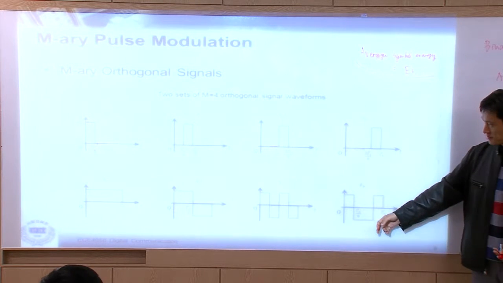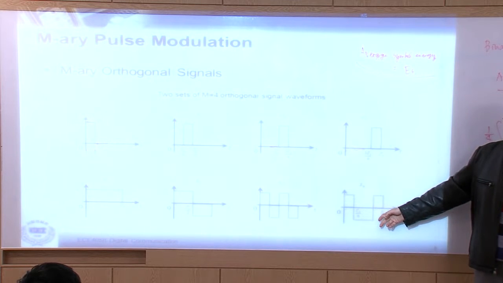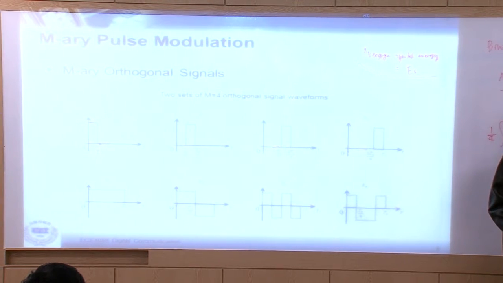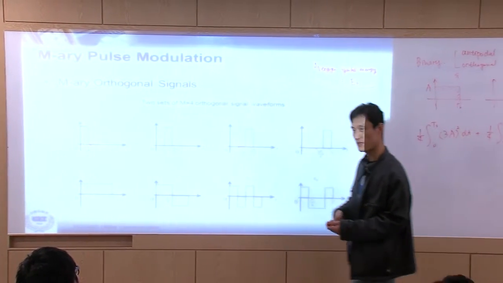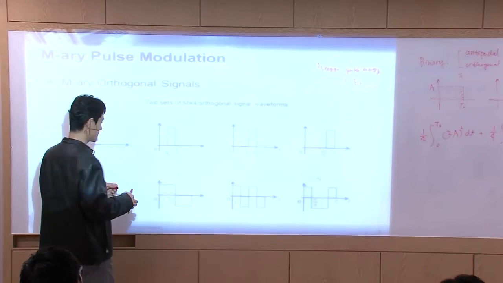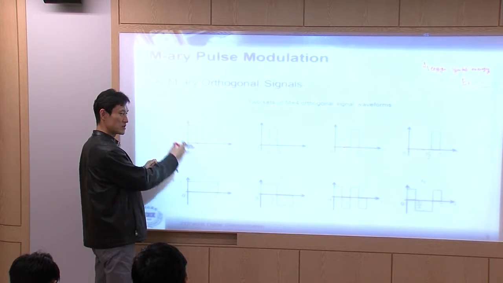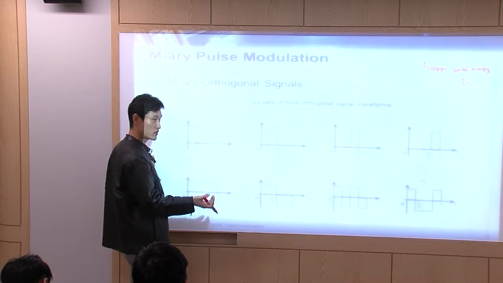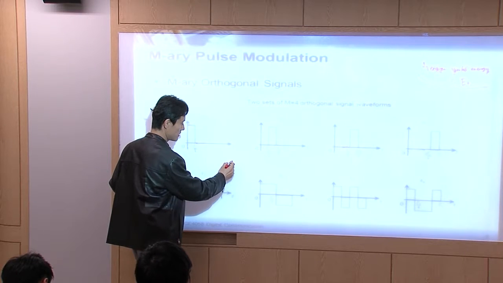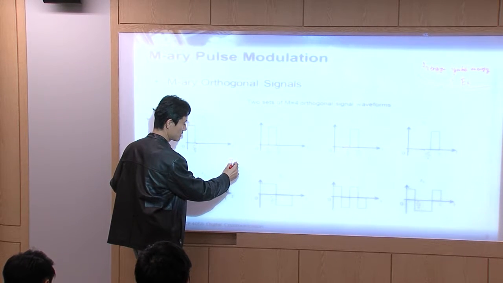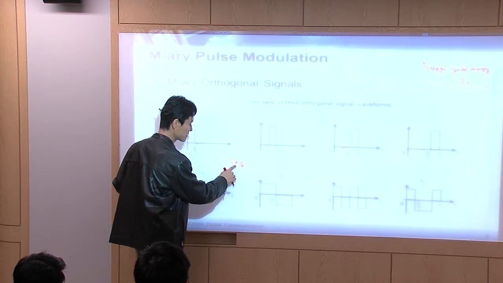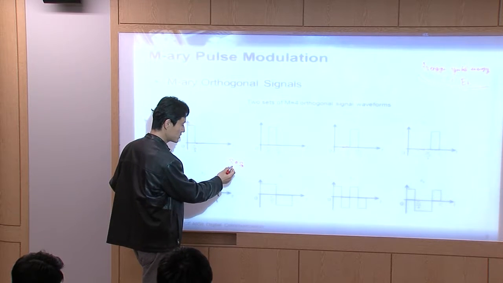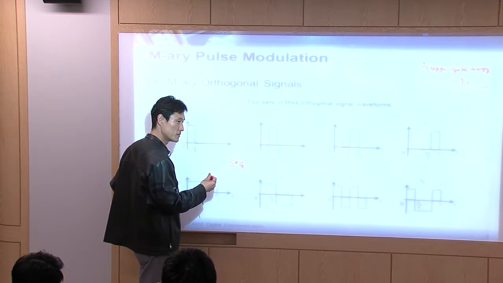What about this? This signaling is also orthogonal. How do you know? It's very easy to see, right? The easiest way to check is to do an inner product. How do you write an inner product? Like that. This is the inner product, okay? So let's do the inner product between S1 and S2.